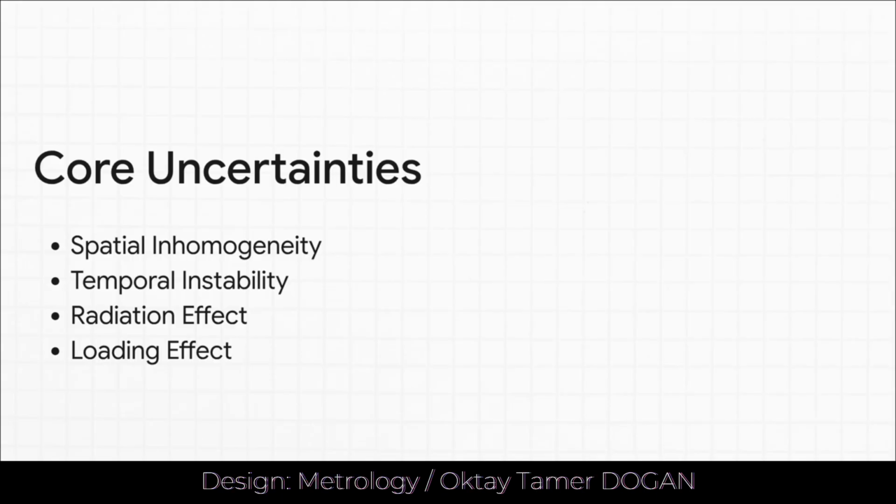Second, temporal instability, which is how much the climate fluctuates over time in one single spot. Third is the radiation effect, where heat transfers invisibly from the chamber walls. And finally, the loading effect, which, as we just saw, is the thermal disruption caused by the sheer physical mass of your test items. Let's look at how the guidelines actually calculate these.